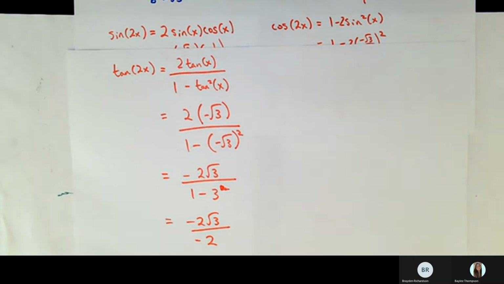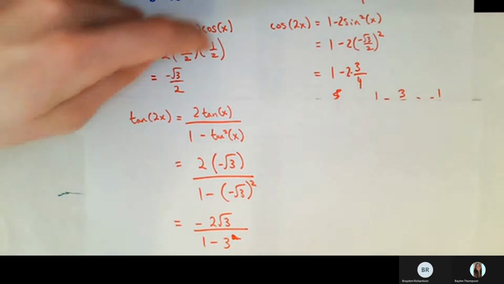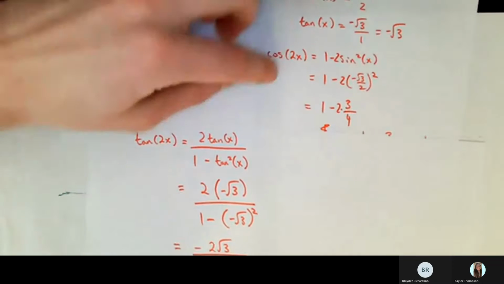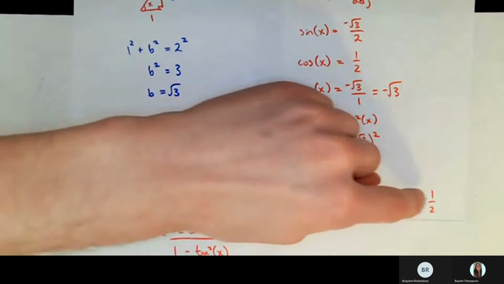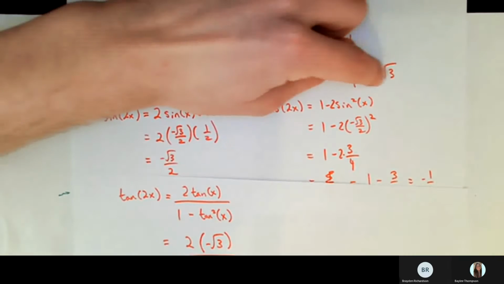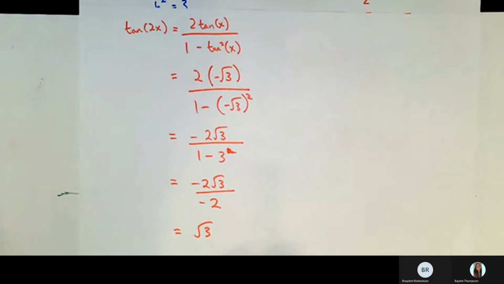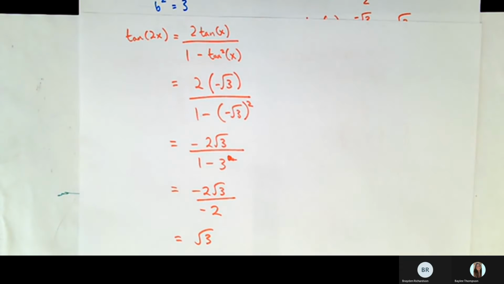So it's no coincidence that all these answers ended up looking really similar. Sine of 2x was exactly the same as sine of x. Cosine of 2x was exactly the same as cosine of x, except different by a sign. Tangent of 2x was exactly the same as tangent of x, except by a sign. And that's just because the angle x in this case is a special angle, and when you double it, you end up back at another special angle. That's what's happening. Sometimes the signs are changing because we're ending up in different quadrants, but it's the same type of angle. Okay.